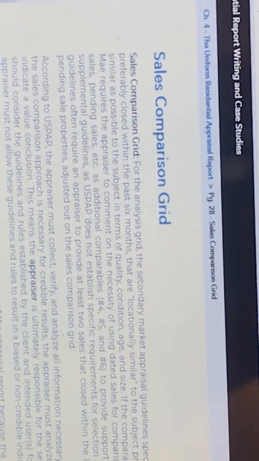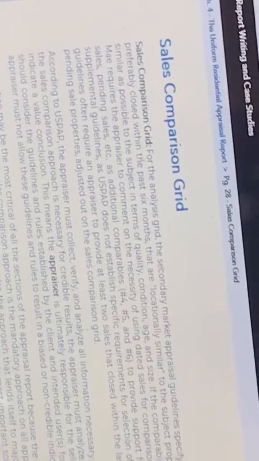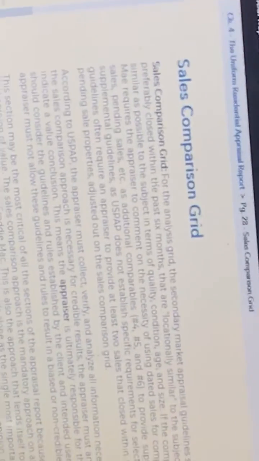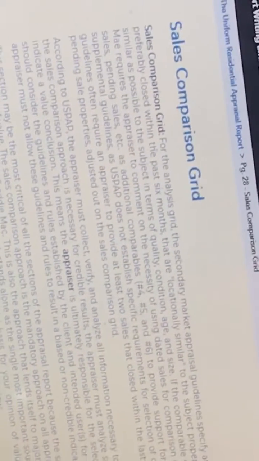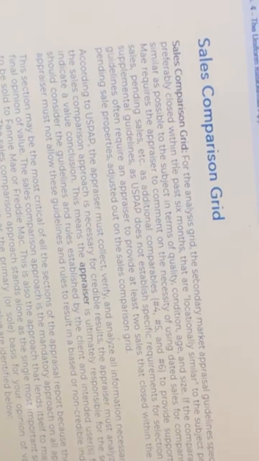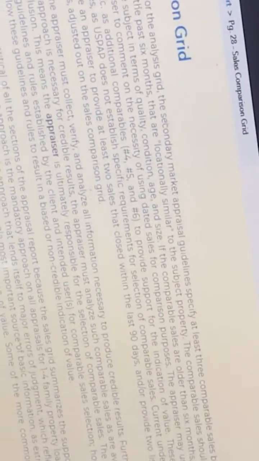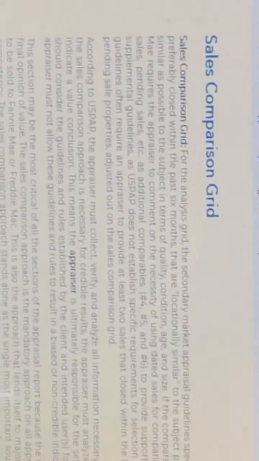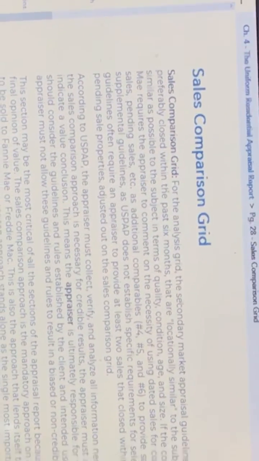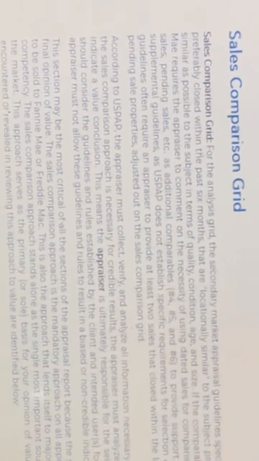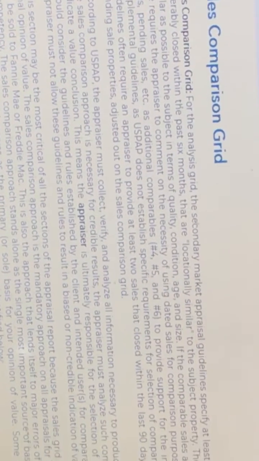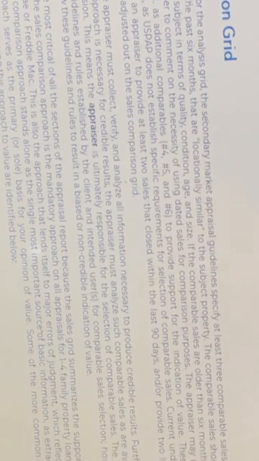Chapter 4, the Uniform Residential Appraisal Report, page 28, Sales Comparison Grid. For the analysis grid, the secondary market appraisal guidelines specify at least 3 comparable sales be used, preferably closed within the past 6 months that are locationally similar to the subject property.